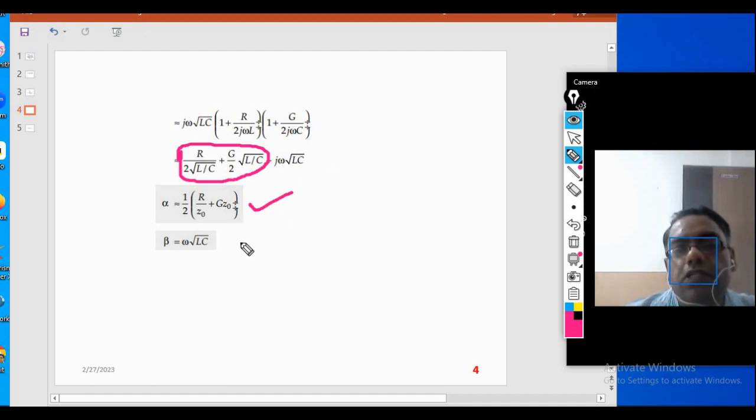These are the expressions of alpha and beta that we obtain by considering the line to be lossless with a very small value of alpha. If we consider the very idealistic case, this can also be made 0. However, a small value of alpha appears to be more realistic. Thank you.